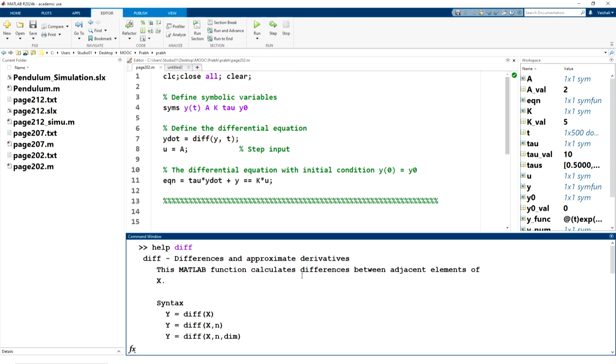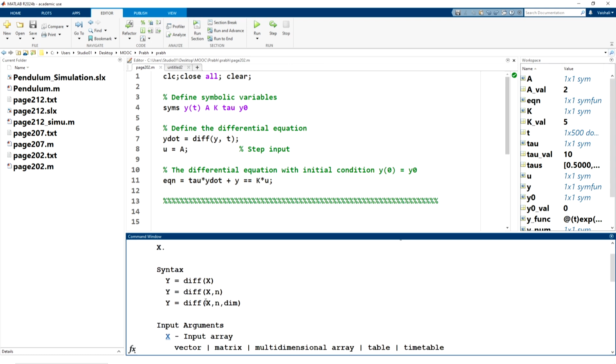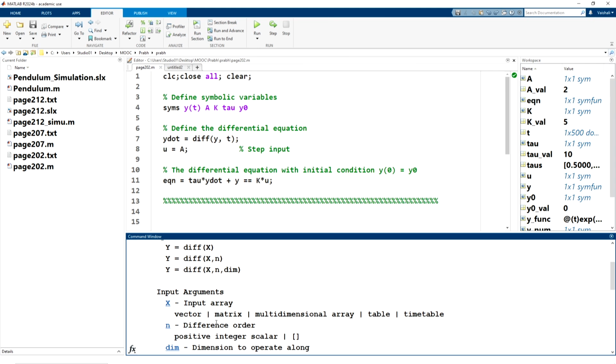So this MATLAB function calculates the differences between adjacent elements of x. The syntax is diff of x. I have used here diff x comma n. Here x is the input array, n is the difference order, positive integer scalar. Next, I am defining the step input u equals to a, and finally the differential equation with initial condition y of 0 equals to y naught. The equation is represented as tau into y dot plus y equals to k into u. This is the way of defining any equation in MATLAB environment.